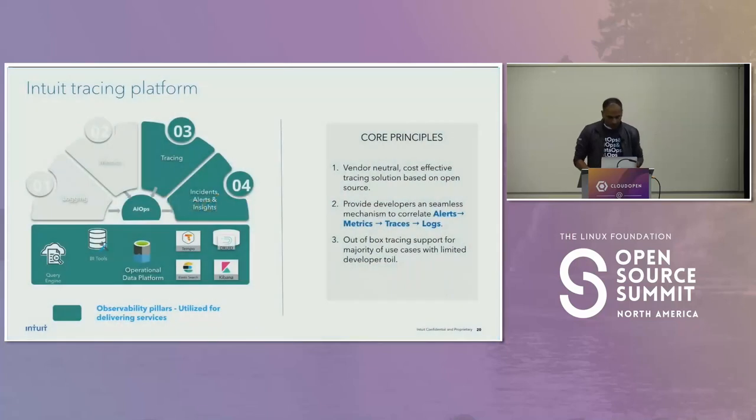All right, let's talk about tracing. So for Intuit's tracing platform, the core principles when we embarked on the journey of adopting tracing were, number one, we wanted it to be vendor neutral and cost effective. We know that with observability, cost is one of the biggest challenges, because if not rolled out properly, the cost just skyrockets, and then there's a real question whether we are deriving value from the tools we have invested in. So we really wanted to be conscious about cost. One of the core principles was that we wanted to be vendor neutral and on open source standards.